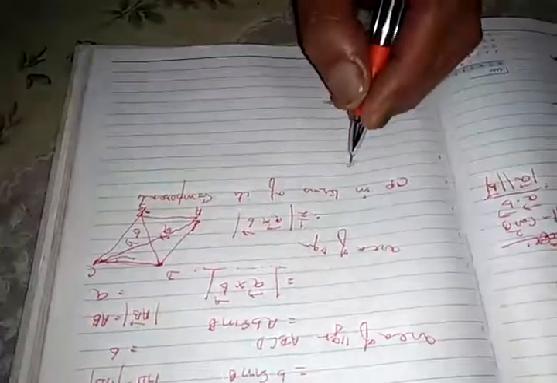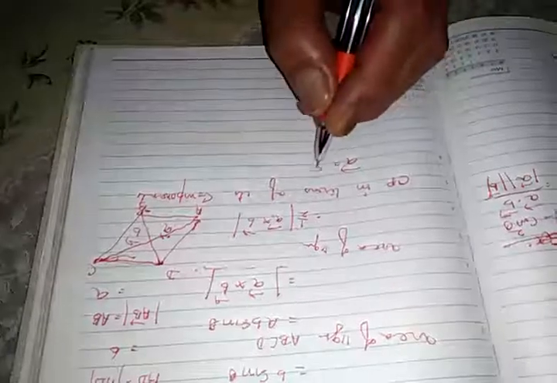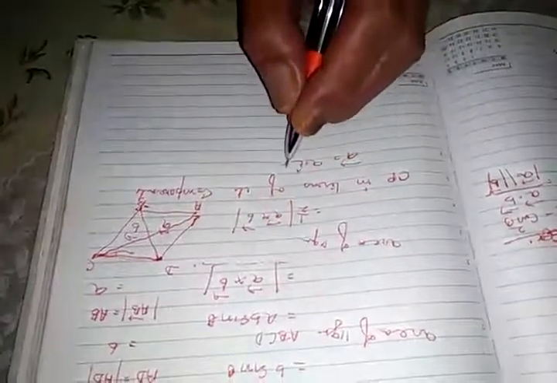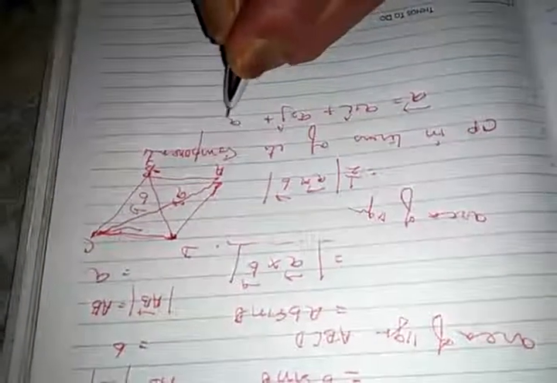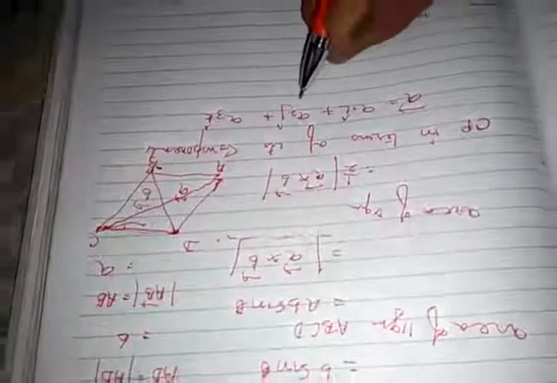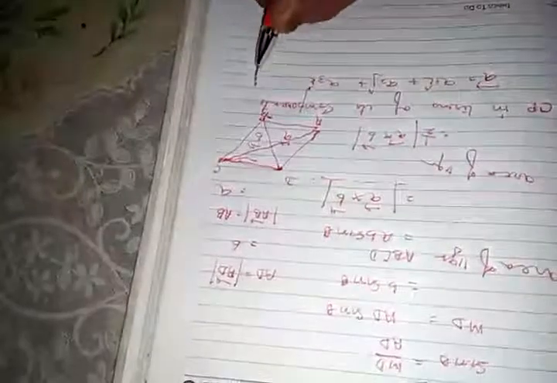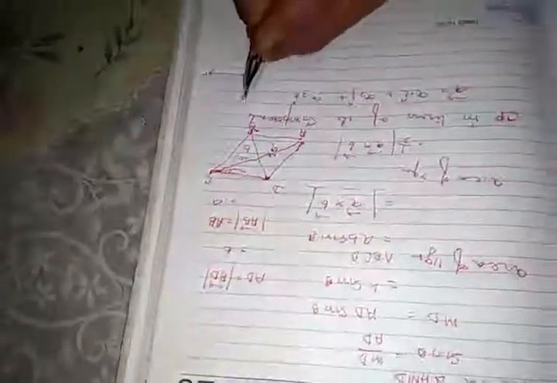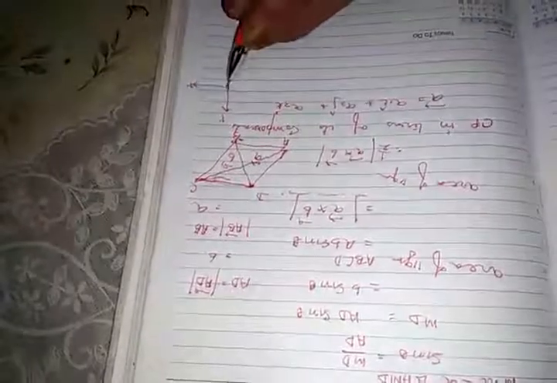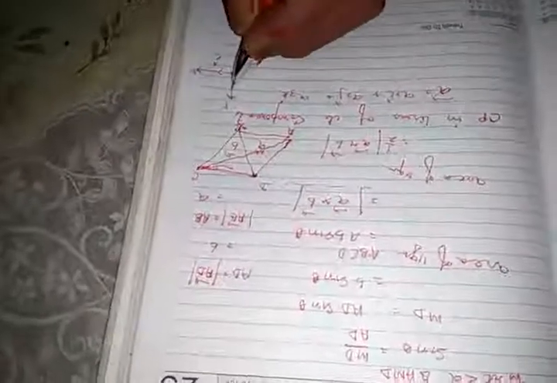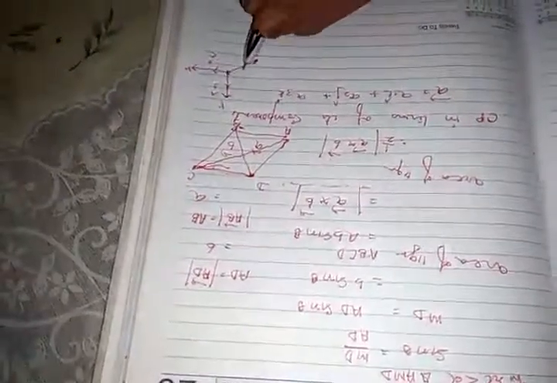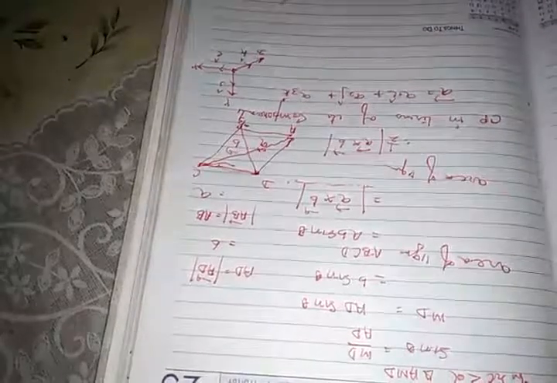So say vector A is equal to A1 i plus A2 j plus A3 k. A1 is the component along the x-axis, A2 along the y-axis, A3 along the z-axis. i, j, k are the unit vectors along the x-axis, y and z. Unit vector along the x-axis is i, along the y-axis j, along the z-axis k. k is the unit vector.